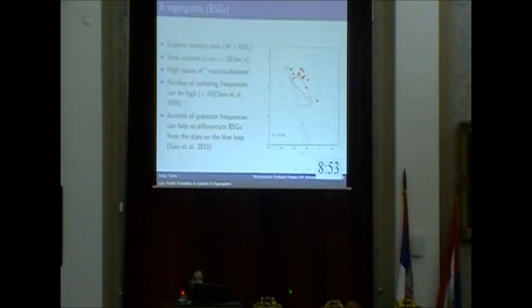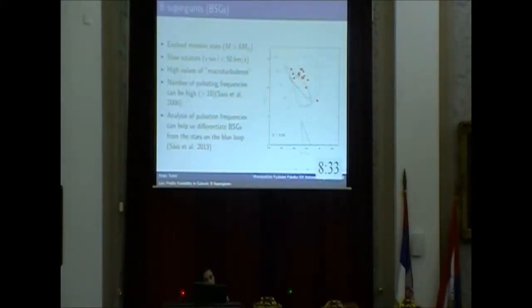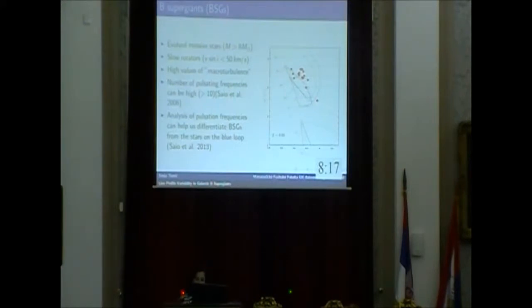Analysis of pulsation frequencies can help us differentiate B supergiants from the stars in the blue loop. It means that when a star leaves the main sequence and gets to the blue supergiant region, it goes then to the red supergiant and then goes back to the blue supergiant. These are the stars that are in a blue loop. It's very difficult to tell these two types of stars apart because they have a similar place on the HR diagram.